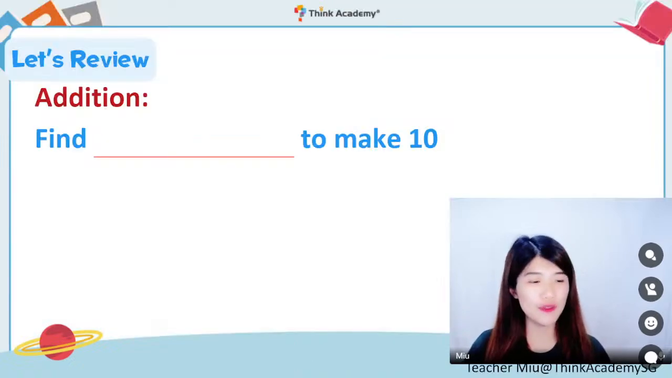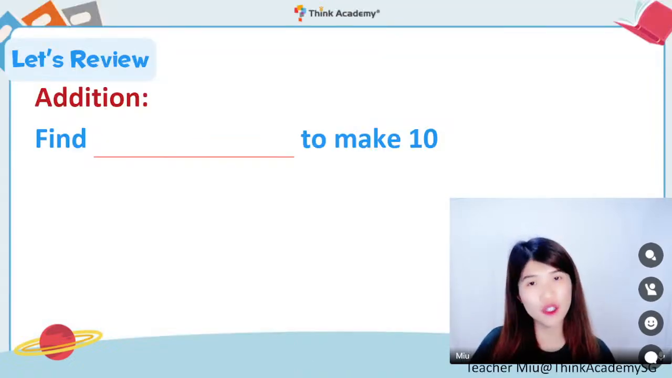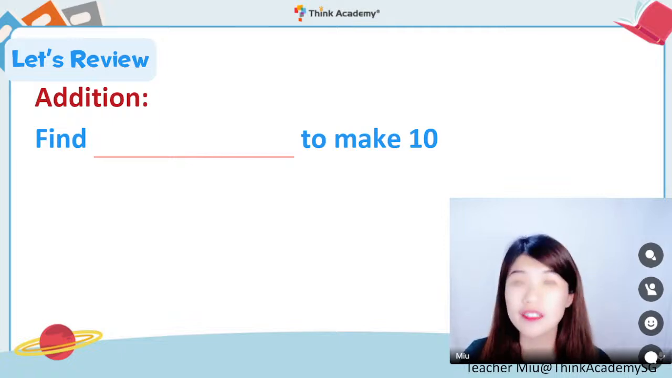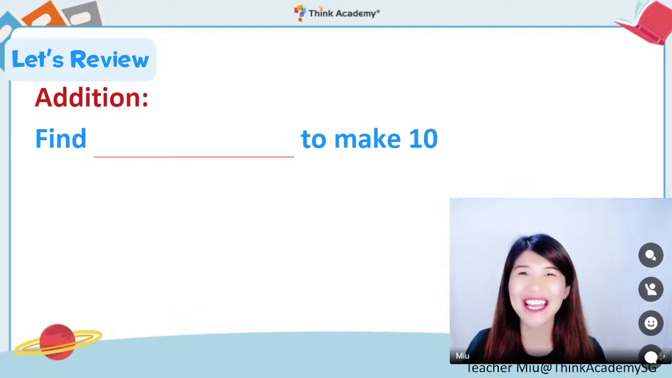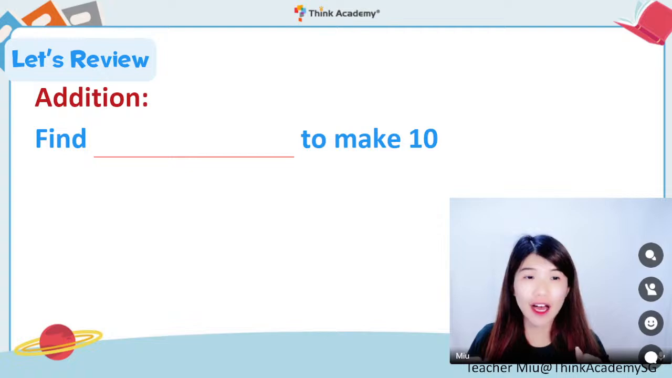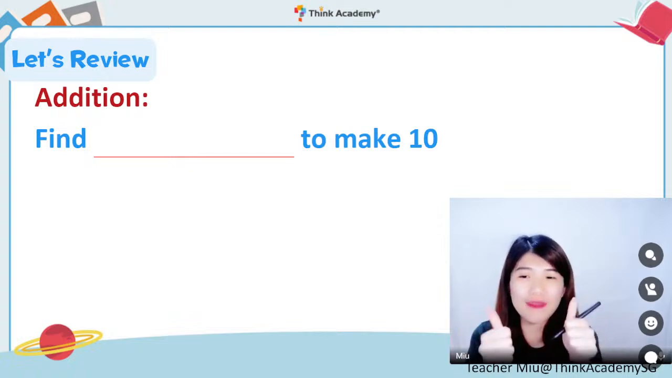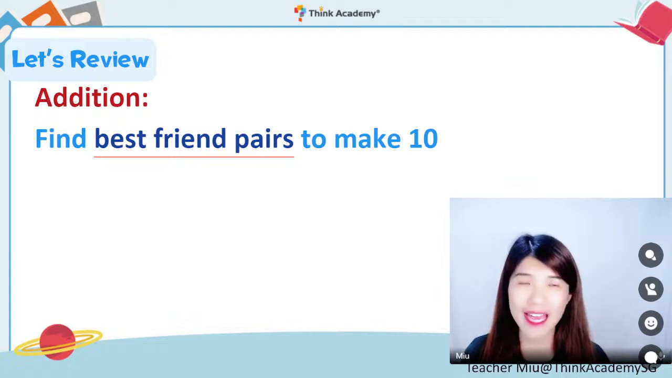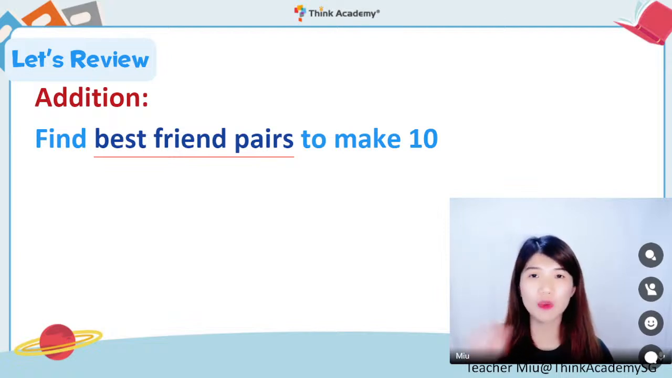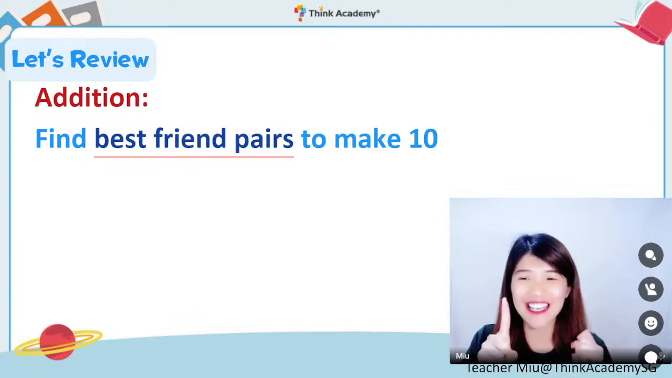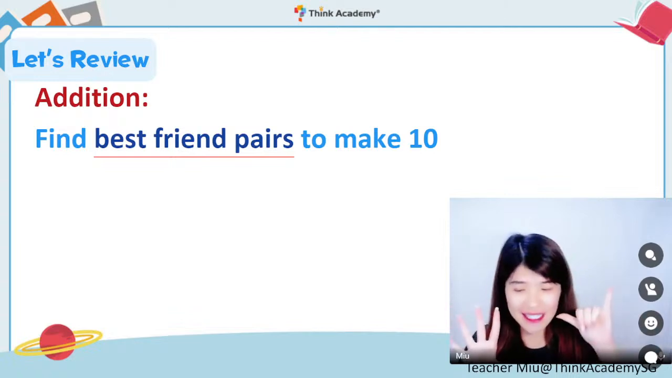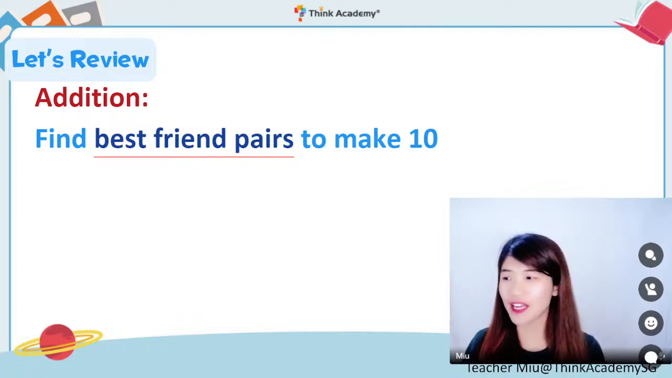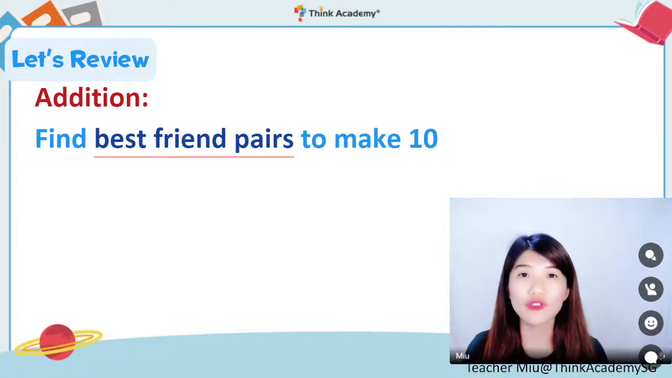First things first, let's take a look at the review of the first two lessons we have had. The first one is about addition. We can try to make tens and make the calculation easier. We can try to make the tens with best friends pairs, right? For example, we can find 1 with 9. So easy. What about 2 and 8? What about 3 and 7? And what about 4 and 6? What about 5 and 5? Okay, so that's how we can do it with the best friends pairs.